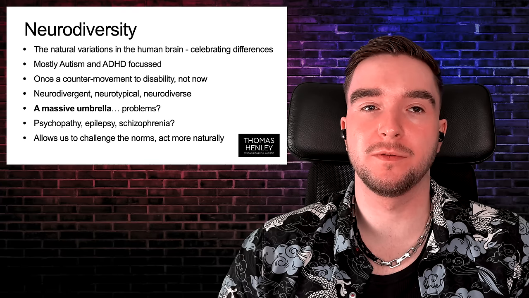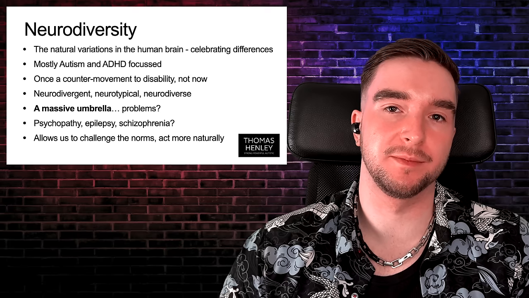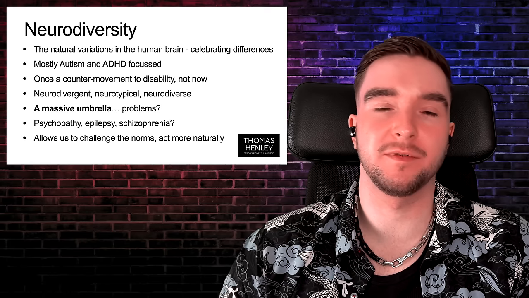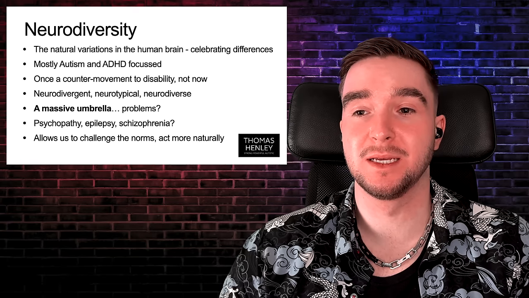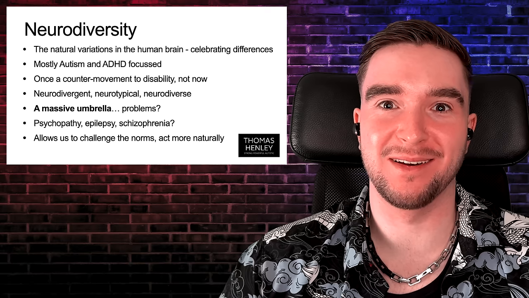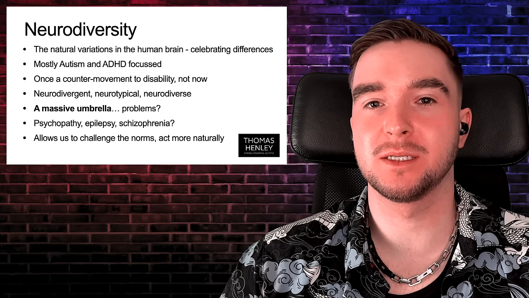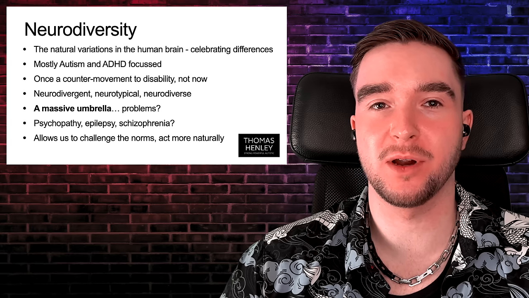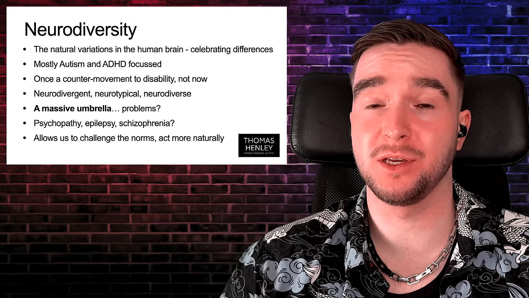This would include things like psychopathy, epilepsy, schizophrenia, lots and lots of different things which just don't seem to have any upsides and tend to impact the person wholly negatively. No gray areas, just black and white, this is a bad thing. Now, why do we consider that to be a natural variation in the human brain and not something to be fixed, helped with, cured, treated?